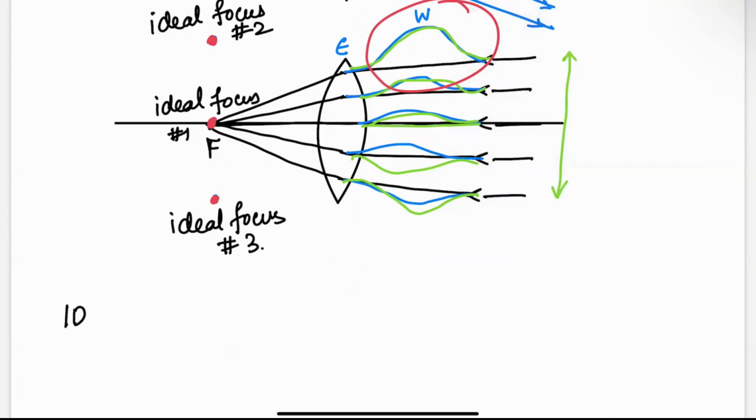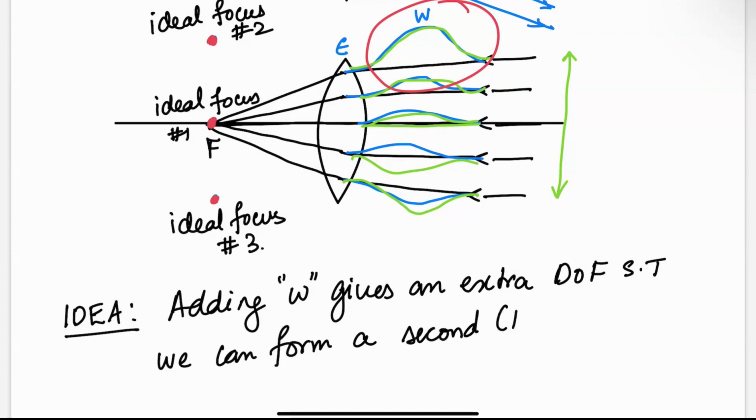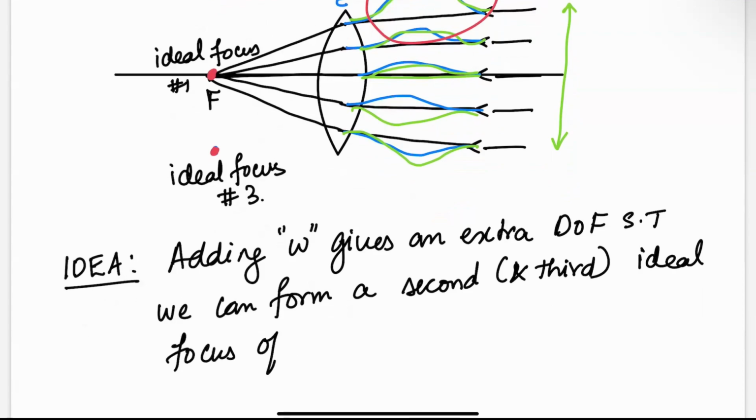Okay, so let me just quickly recap. Basic idea is that adding W, which is an arbitrary parameter, gives an extra degree of freedom such that we can form a second, in brackets, and third ideal focus off axis, right? So that's the basic idea.